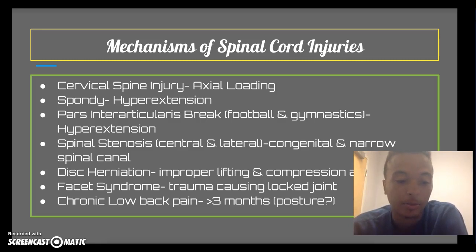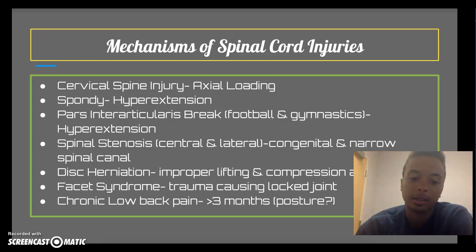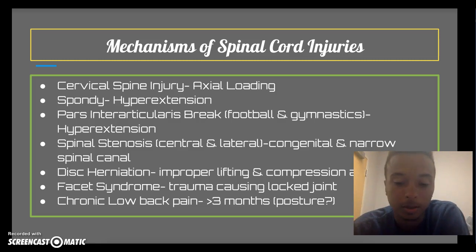We have finally chronic low back pain. It's usually back pain due to poor posture in some cases, and the pain lasts greater than 3 months. So our friends Daryl and Todd have lordosis and flat back, so they usually have low back pain for a long time due to their posture.